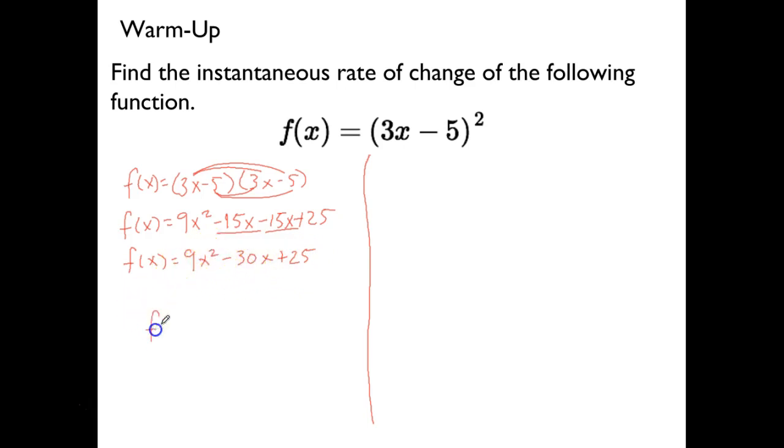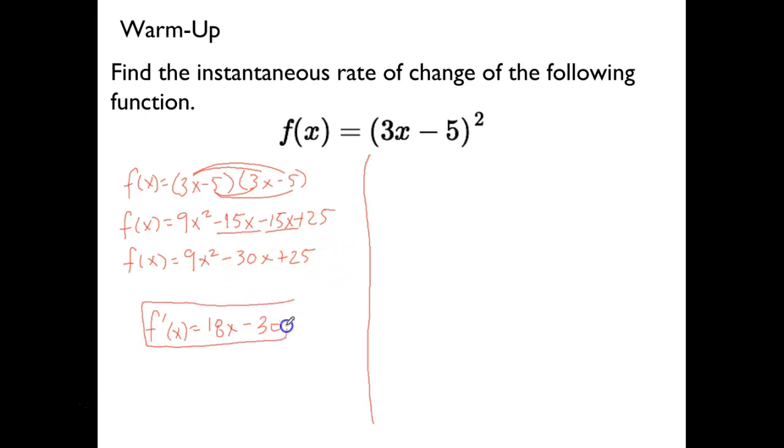So let's write f prime. This is just regular power rule. Bring down the 2, so it's going to be 18x minus 30. And the 25 gets lost. There is the derivative.